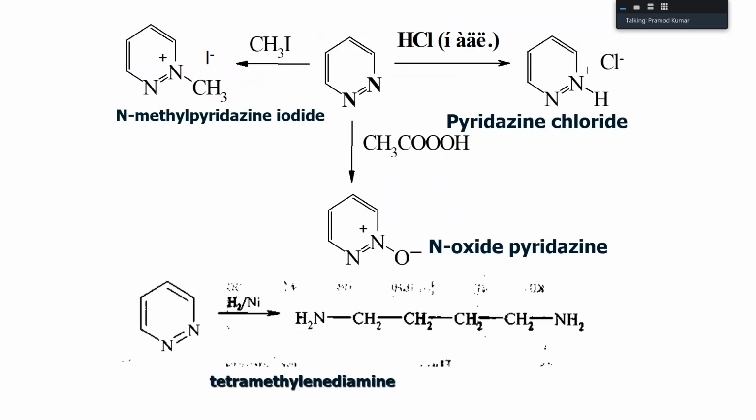Now let's go for the reactions. Because of the nitrogen, it will undergo an electrophilic addition reaction with methyl iodide to give N-methyl pyridazinium iodide. With hydrochloric acid, it will form pyridazine hydrochloride. Now, with peroxides like benzoyl peroxide, MCPBA, or peracetic acid, all these peroxides will react with this to form pyridazine N-oxide.